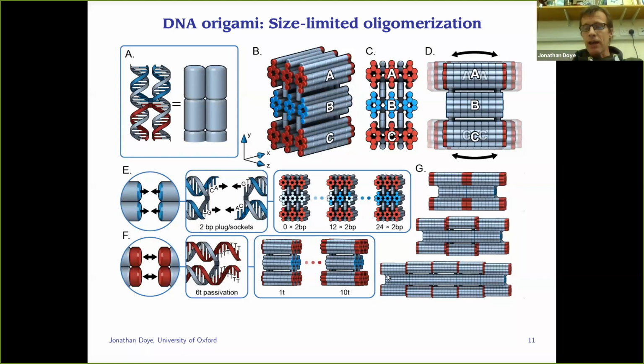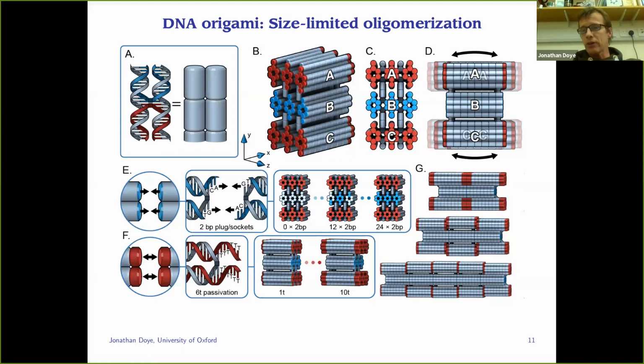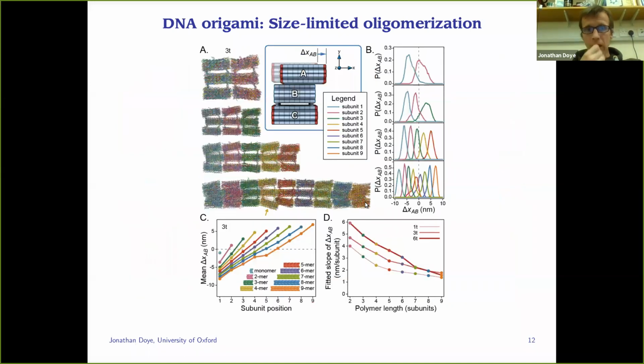And so that's the basic idea. The hope is you have nonlinear strain build up as the system polymerizes, and that will naturally cause it to stop at a certain size. And you can control the repulsions between the poly T tails, and you can control the interaction strength between the B box by how many sticky ends you have. And so this is what it looks like in OXDNA.